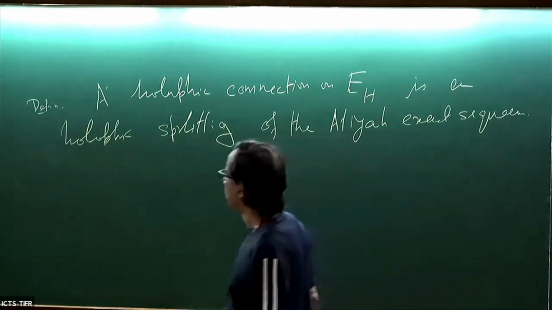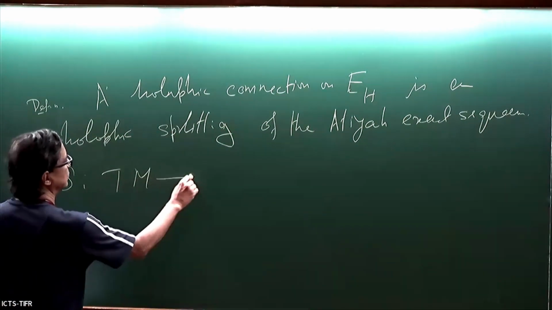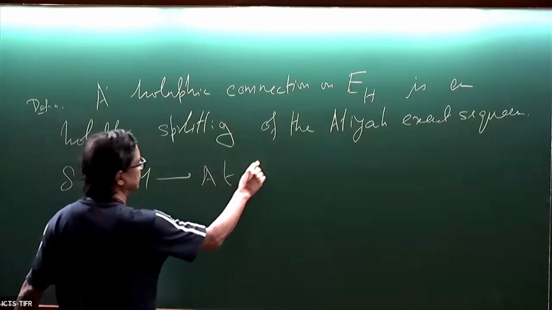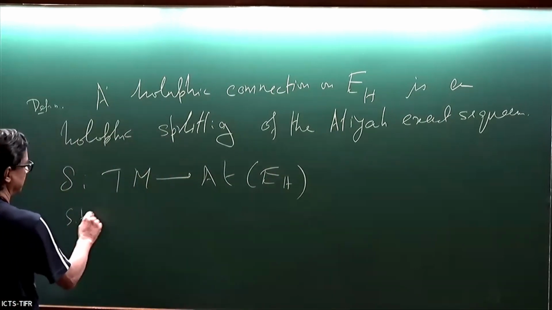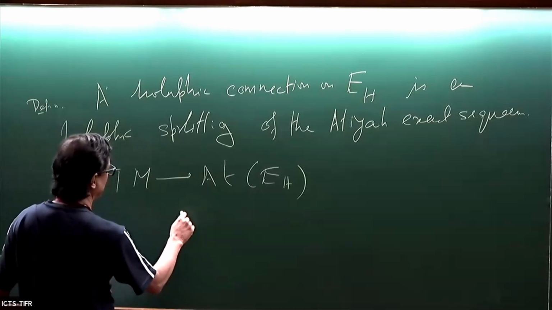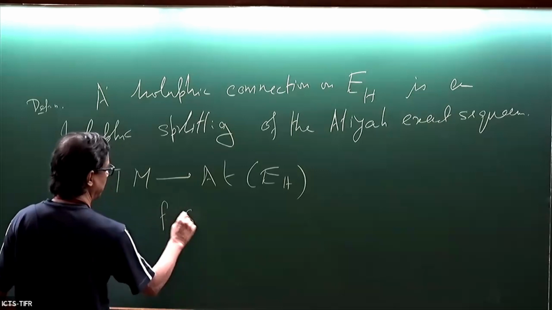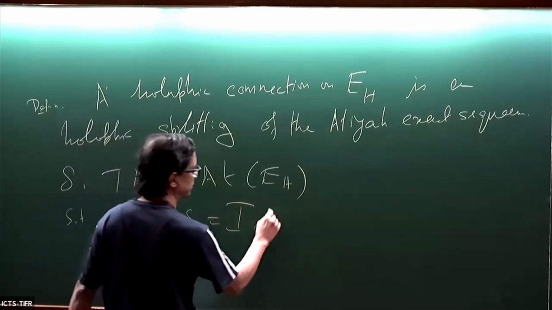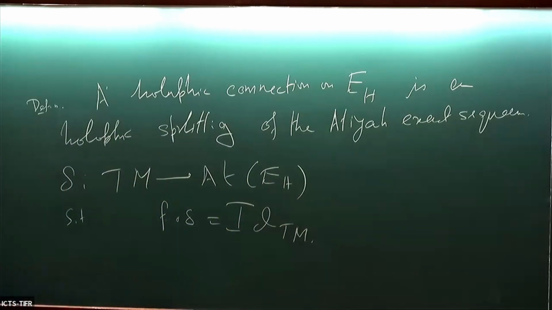That means a holomorphic homomorphism delta from TM to At(E_H) such that first you apply delta and then you produce a composite, F, equal to the identity map of TM. This is the definition of a holomorphic connection.